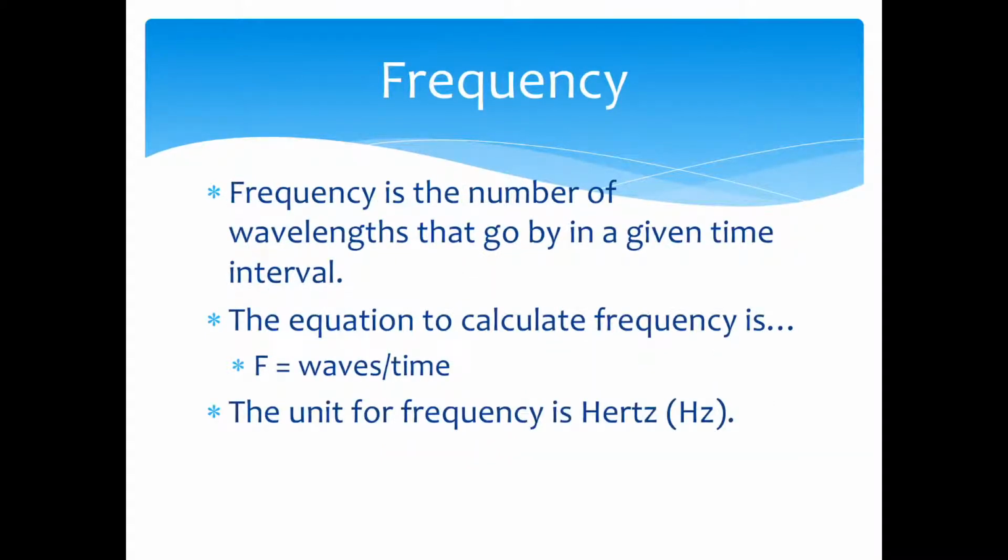Frequency is the number of wavelengths that go by in a given time interval. The equation that we use to calculate frequency is frequency equals waves divided by time. And the typical unit for frequency is hertz, or you'll also see it symbolized as Hz.